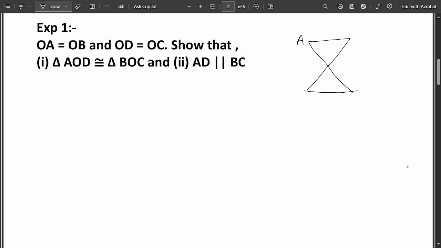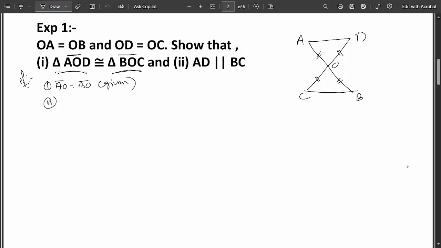Here AB and CD are intersecting. Given that AO equals BO and DO equals CO, we have to show that triangle AOD equals triangle BOC. First we consider these two triangles. It is clear that the first in these two triangles is AO equals BO, which is given.